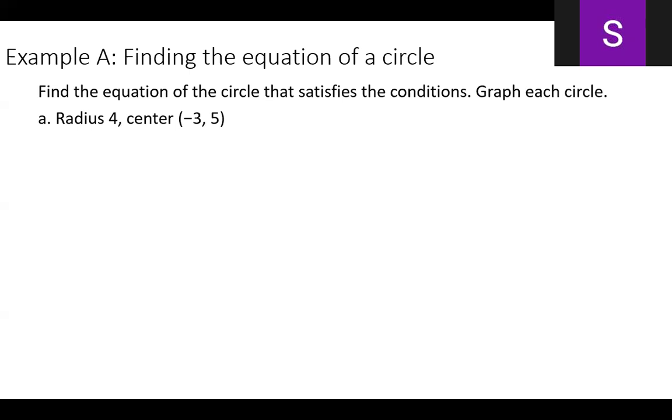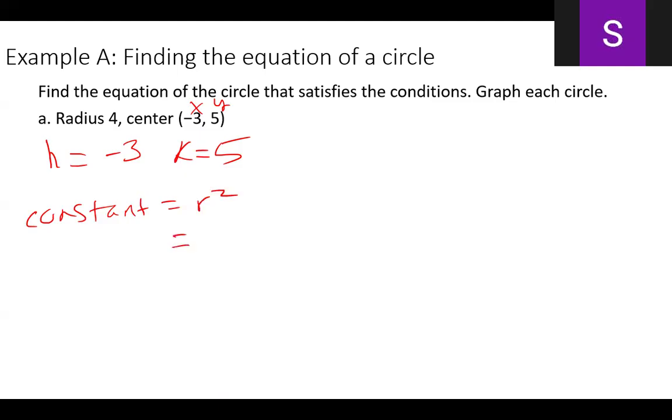Okay. So what is my h? The h is -3. Your h is the x of your center. Okay. What is my k? 5, because it's the y of my center. And then what is my constant? Well, your constant is your r squared. So what is my r? So it's going to be 4 squared, which equals 16. Does that make sense?